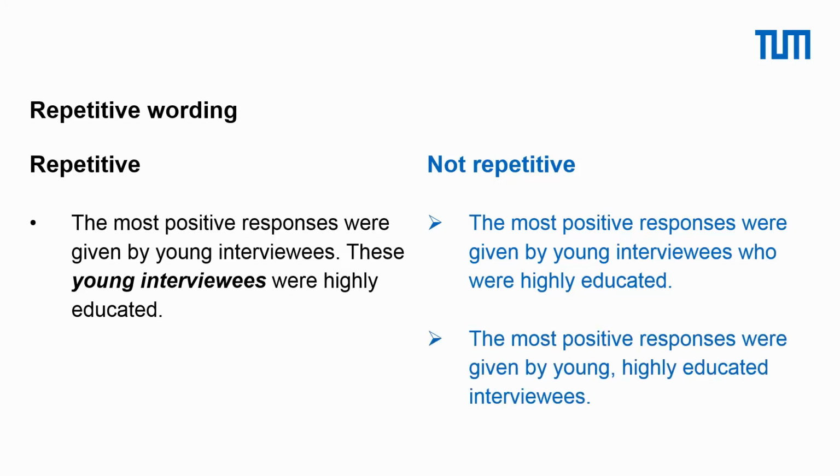Another path we might take is to simply realise that both adjectives in the original extract, namely young and highly educated, modify the same noun, i.e. interviewees. And for that reason, we can just put those adjectives back to back to create a sentence which reads, "The most positive responses were given by young, highly educated interviewees." So always be on the lookout for repetitive wording like this in your own writing.